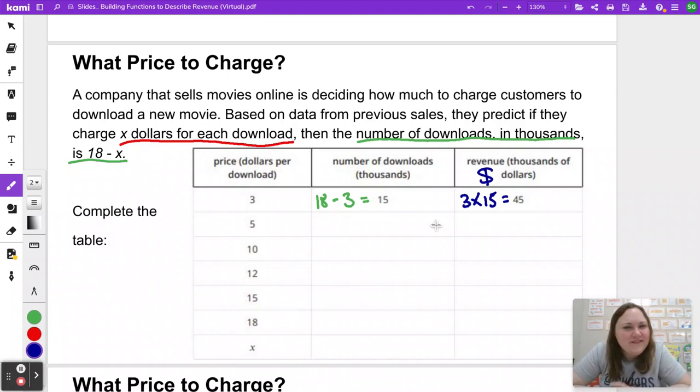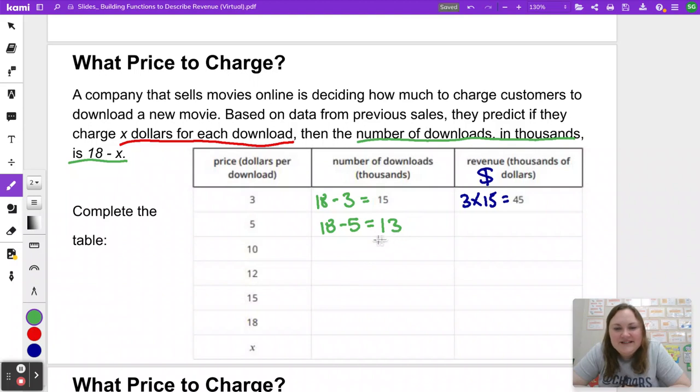I'm going to do one more and then encourage you to pause and try to figure out the rest. If we change the price to $5, how would I find the number of downloads? Well, it goes back to that 18 minus X, except here I would be doing 18 minus 5, and that would tell me 13.